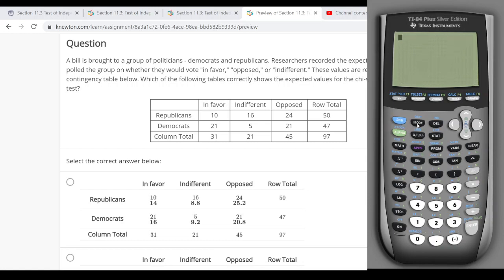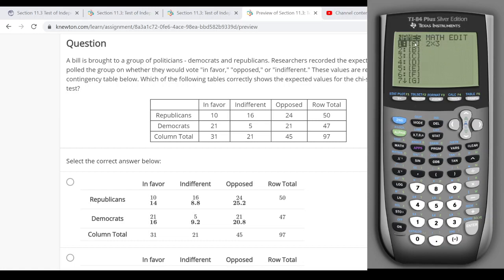Just go second quit. And then if you want to see all the expected counts, just run the chi-squared test on the calculator. So I hit the stat button, go over to tests, and then scroll down to, I believe it's C, where it first says chi-squared test, right there. And then it'll ask you, what are your observed counts? Well, you're going to enter a matrix here. So I go second to the matrix.